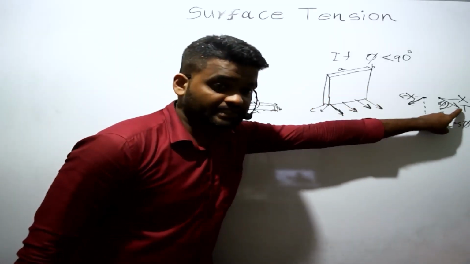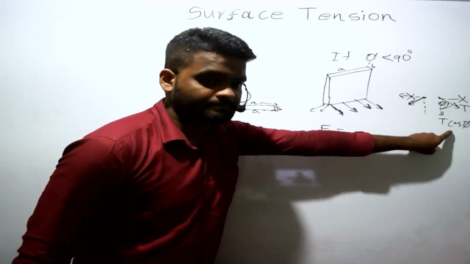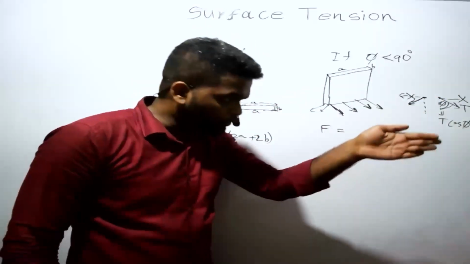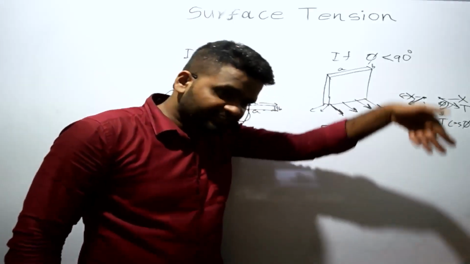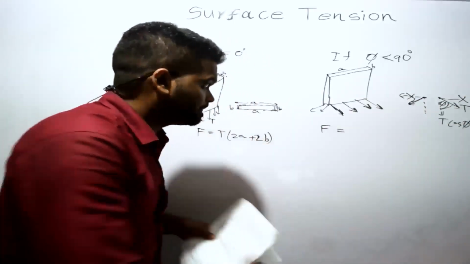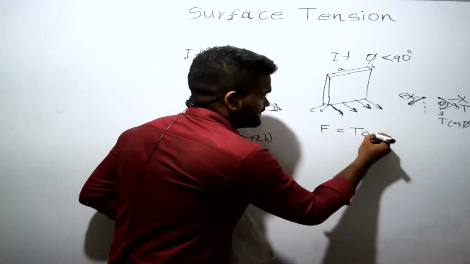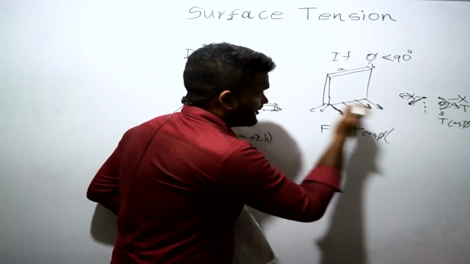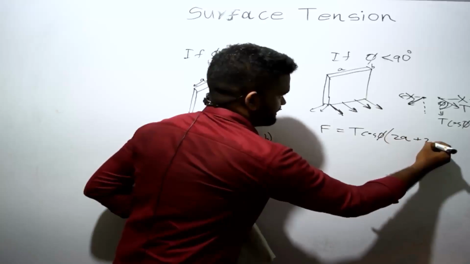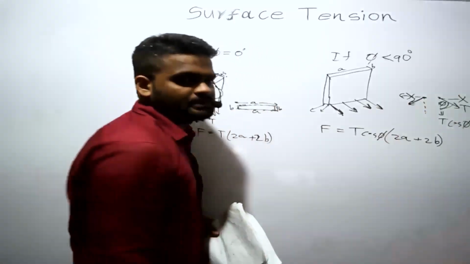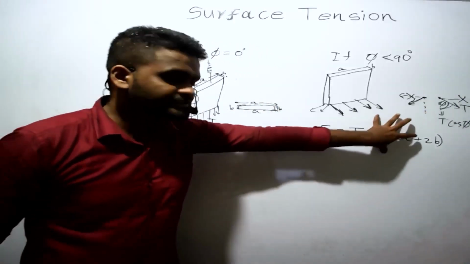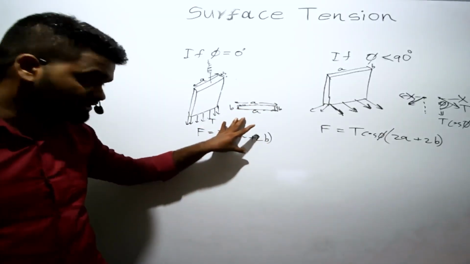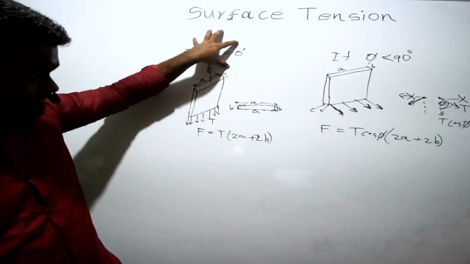What is the vertical component? T cos phi. Then all those add up. Then all those particles' forces are vertically downwards. Then what do we do? T cos phi multiplied by the length. Length is the same as before, 2A plus 2B. So this is the total surface tension force, here, if phi is 0.